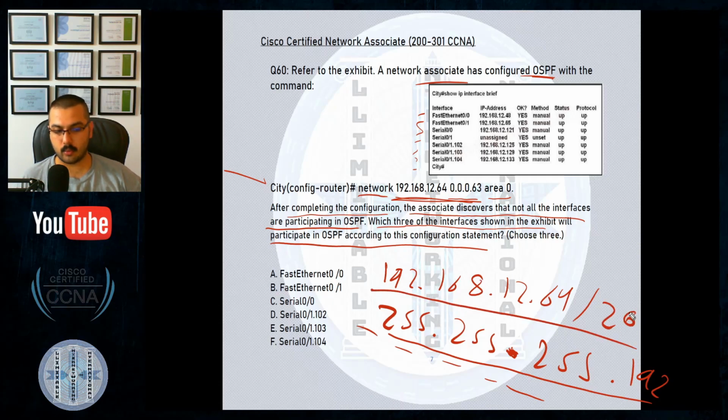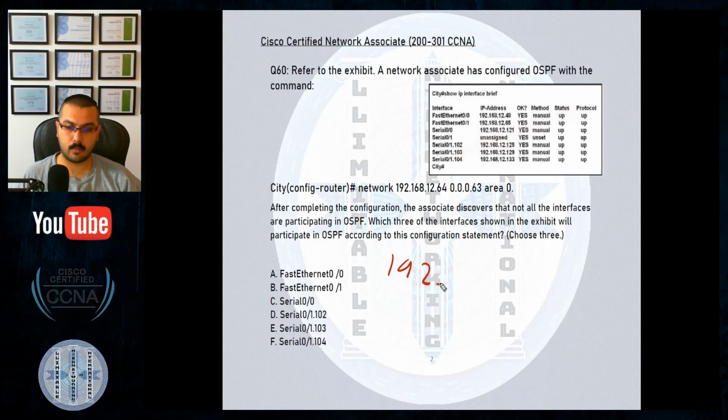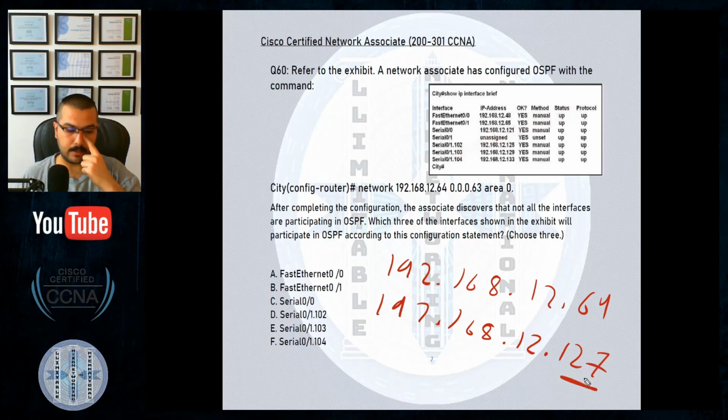Okay, slash 26 gives about, not 120, gives about 64 valid IP addresses. Yep. So this will start from 192.168.12.64 and it will end about 64 numbers after that, up to 127, an odd number representing the broadcast ID of this network. Whatever address of these is in between this range, then it will be advertised definitely.